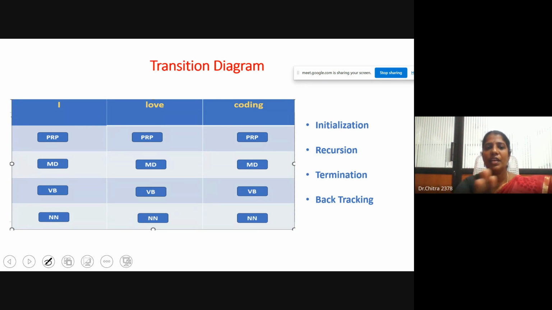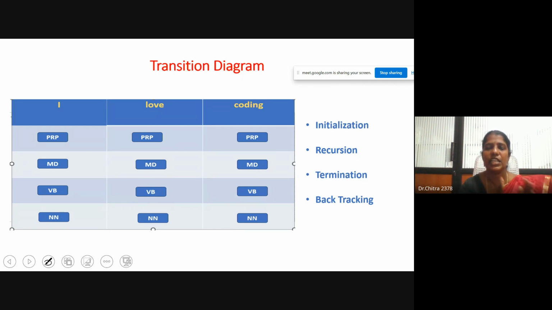Okay, this is the transition diagram. First write the given sentence, "I love coding." For I, write all the possibilities. For love, write all the possibilities. For coding also, write all the possibilities. This is the first step. Then go with the next steps: initialization, recursion, termination, backtracking.